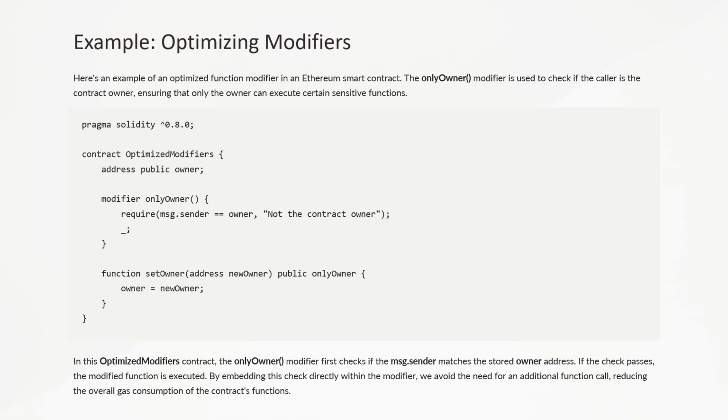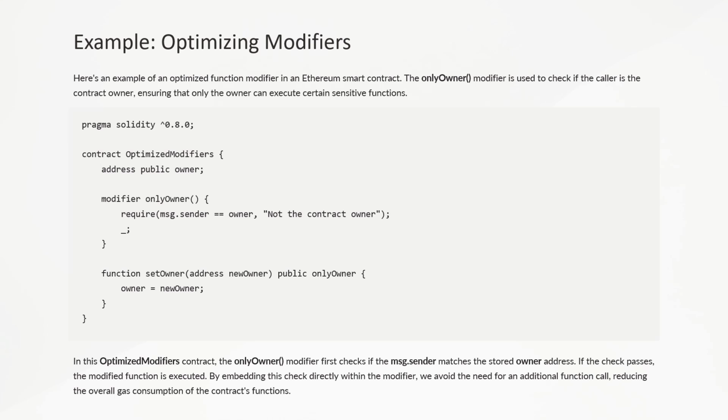In the optimized modifiers contract, an optimized function modifier named onlyOwner is defined to ensure that only the contract owner can execute certain sensitive functions. Let's look into its breakdown. The contract includes a public state variable owner of type address. This variable stores the address of the contract owner. The onlyOwner modifier is employed to restrict access to specific functions to only the contract owner.